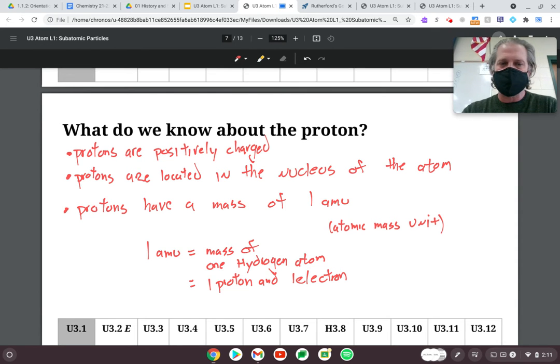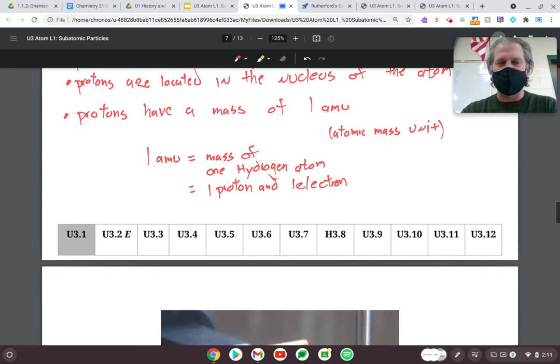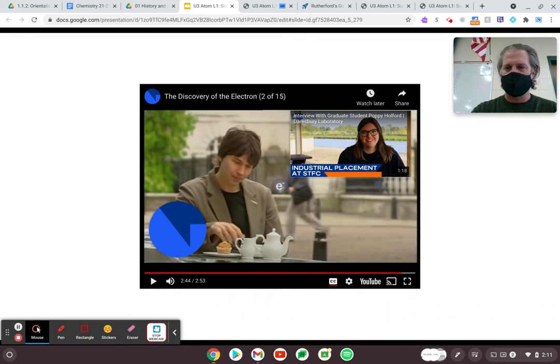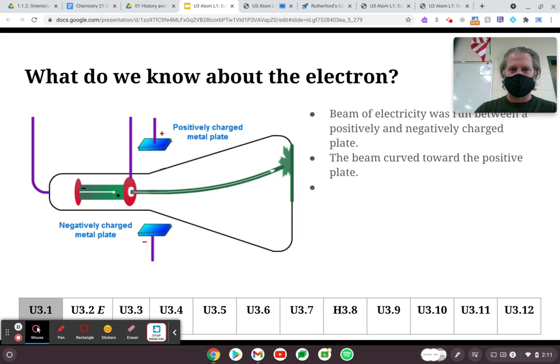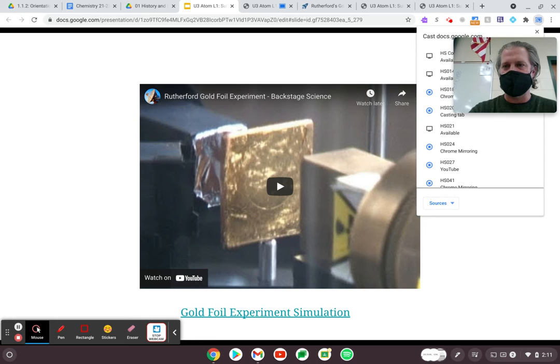Now, how do we know what we know about a proton? Well, there's a video clip for that, and we'll show that in a second. And hopefully this works this time.